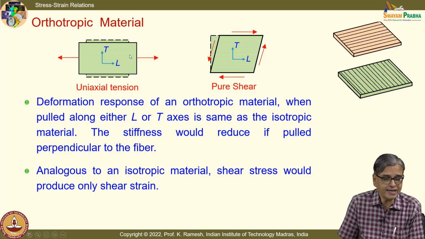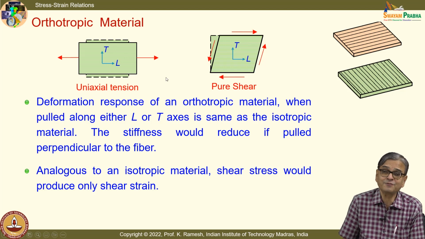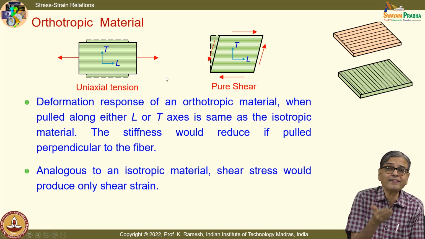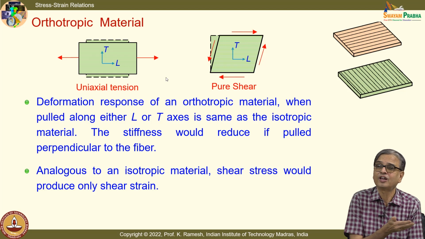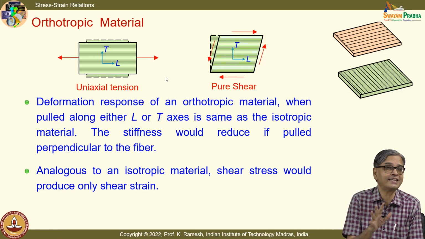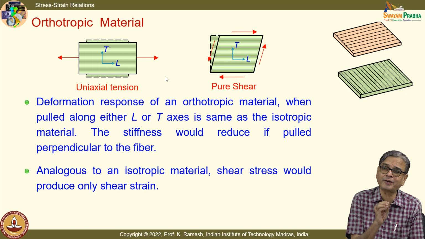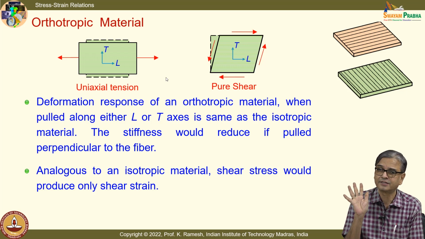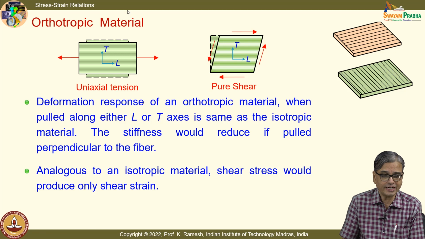Suppose I rotate it, that means I pull it along the transverse direction. The transverse direction will have a lesser Young's modulus than the longitudinal direction. That is what is seen in an orthotropic material. So, orthotropic material is also similar to isotropic material under certain directions. In a generic direction, it will behave differently. Okay. So, that is one step. From isotropic, go to orthotropic.